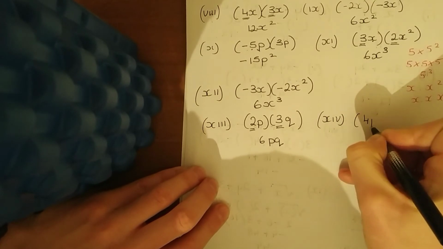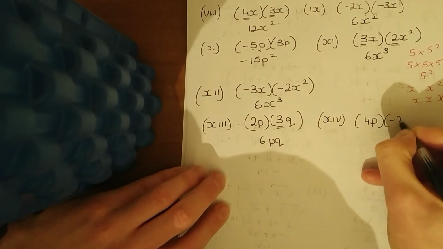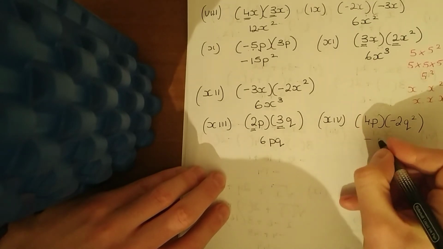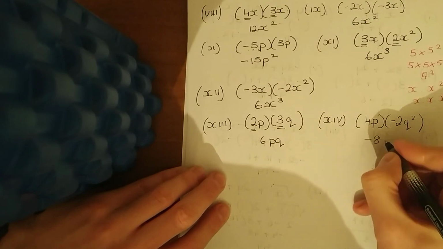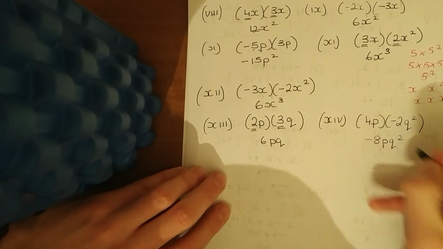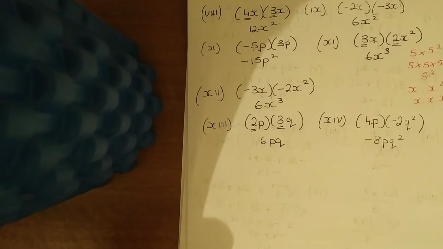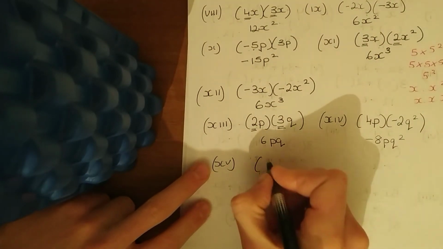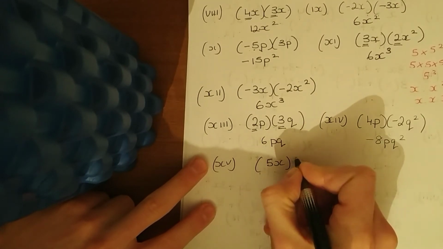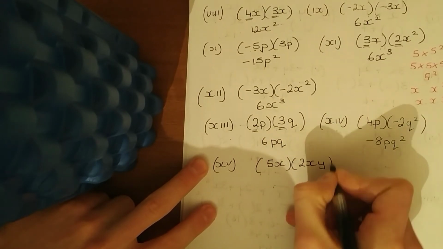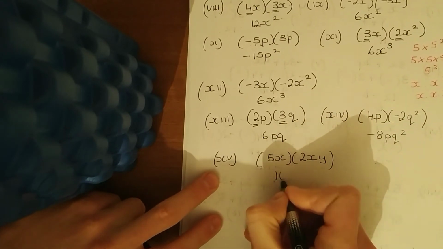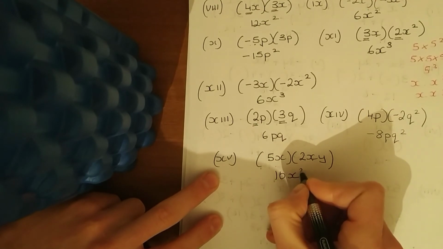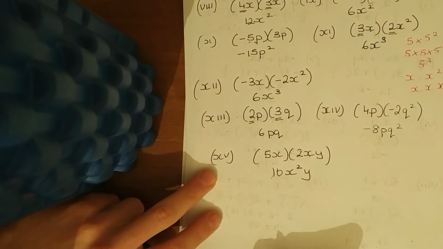If we had 4p times minus 2q squared, do your numbers first. 4 times minus 2 is minus 8. P times q squared is just pq squared. Just join them together. 5x times 2xy. Do your numbers. 5 times 2 is 10. X times xy, x times x is x squared, and then you've got a y floating on at the end.